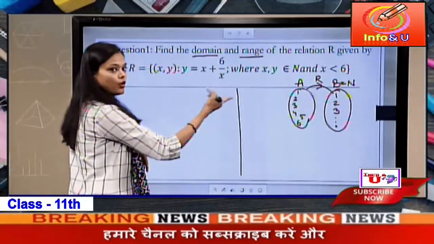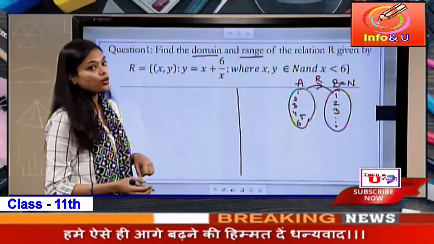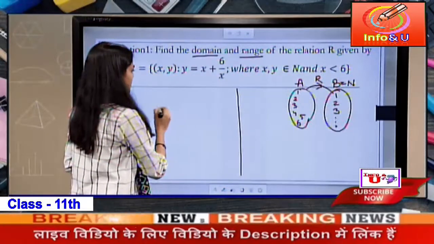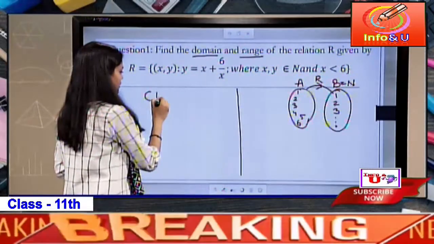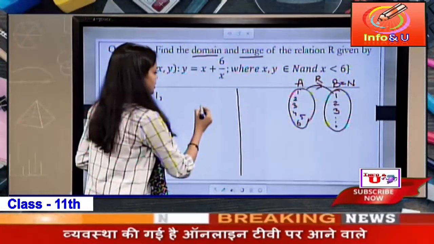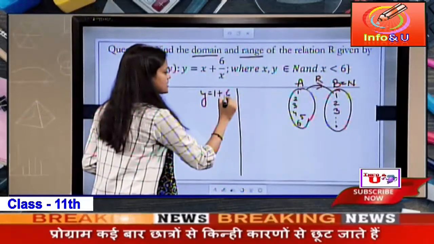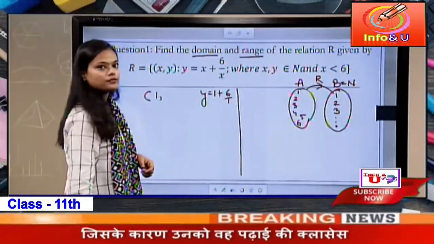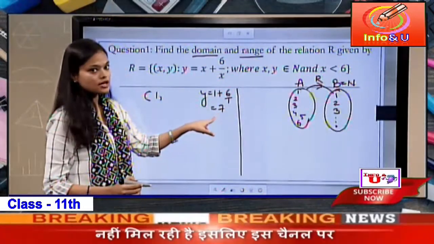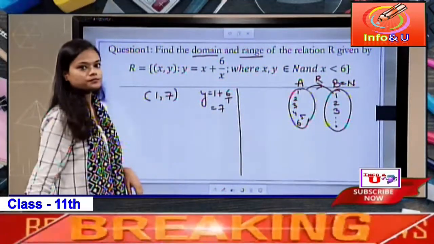Will it have an image in the codomain? Suppose I take 1, let us see whether it is related to any element or not. So Y will be 1 plus 6 by 1, which comes out to be 7. And yes, 7 is a natural number. So yes, 1 is related to 7.